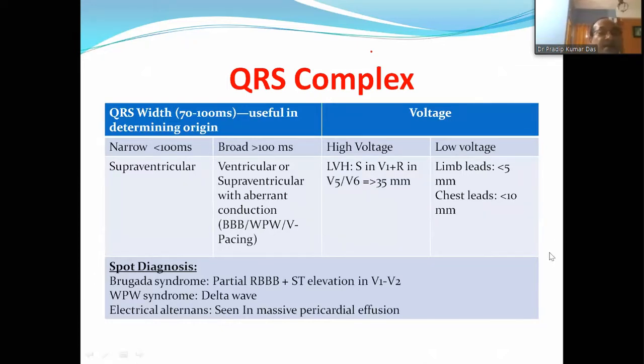Two more things may be added here. In Brugada syndrome, there is partial RBBB and ST elevation in V1, V2. In case of WPW syndrome, the QRS presents a delta wave, an initial upstroke, and electrical alternans is seen in massive pericardial effusion.